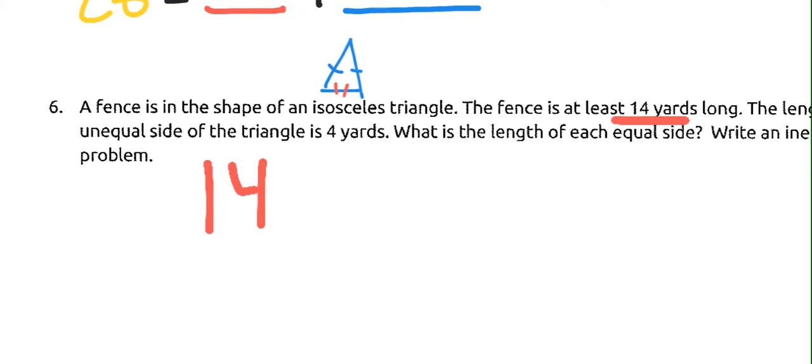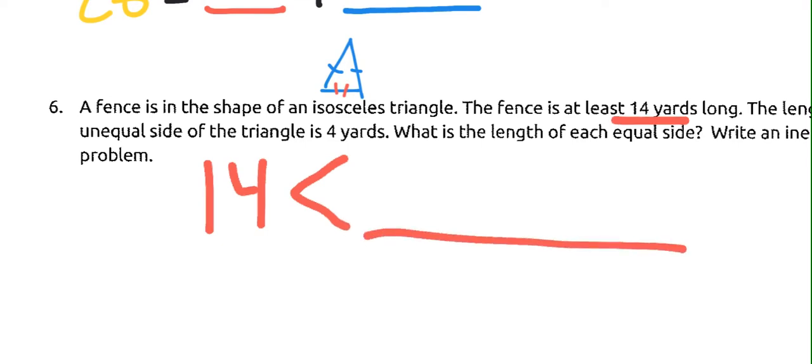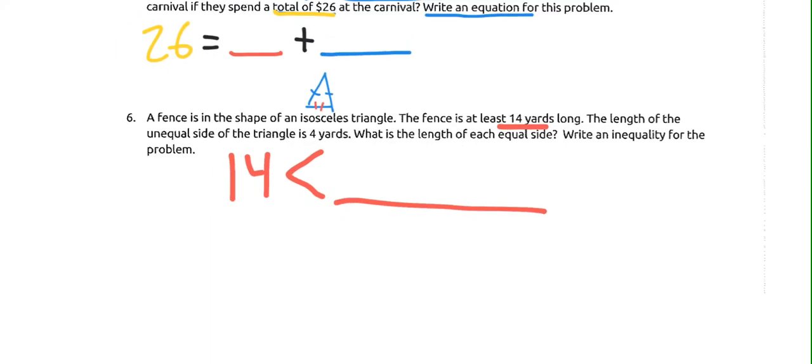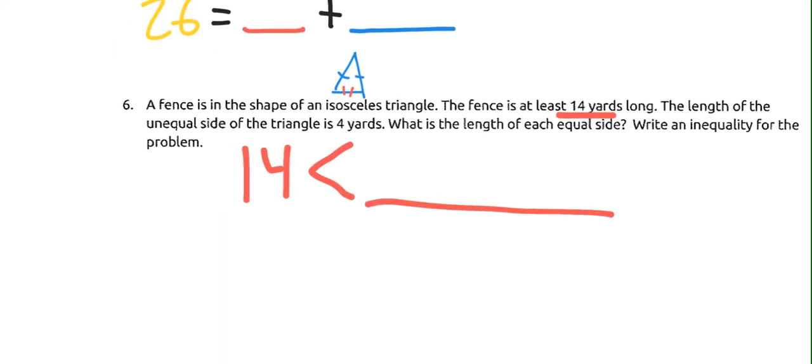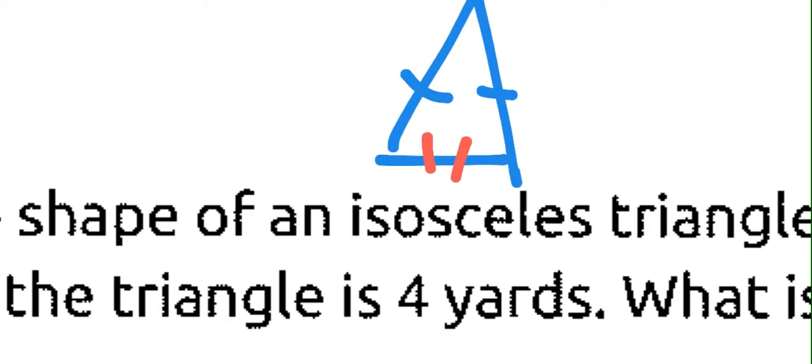And my fence, if it's at least, that means the fence can be bigger. So we're going to have the fence over there on the right side. So everything over here on the right should be bigger when I get done. It says the length of the unequal side of the triangle is 4 yards. So this right here, they're saying this part right here is 4 yards long.